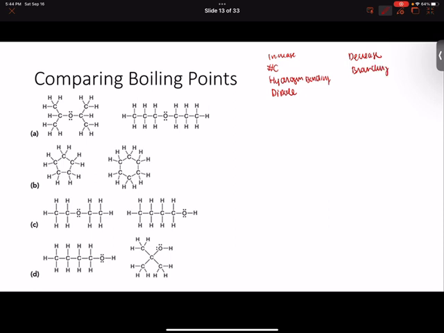Let's look at A. Okay, so let's make it easy. Let's count how many carbon atoms we have. We have 1, 2, 3, 1, 2, 3. We have 6. Let's see. We have no hydrogen bonding.